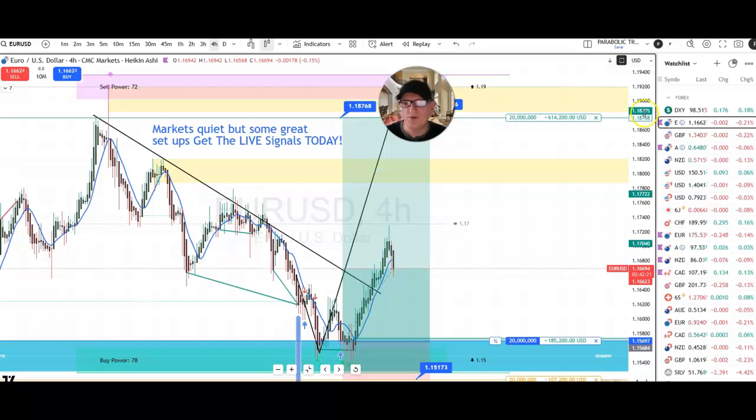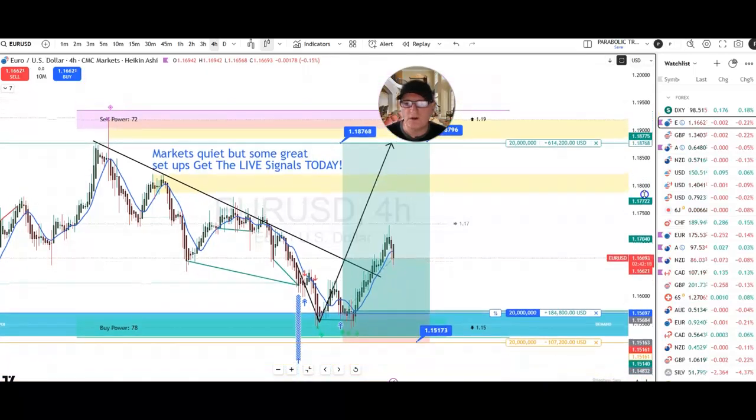Euro dollar, a beautiful bounce off of demand. I don't know when it was. When was that? Last Friday, according to that there. So we've been holding it for a week.